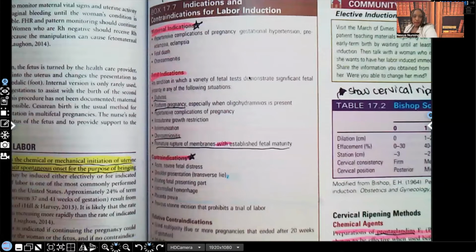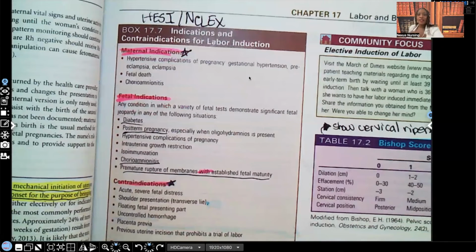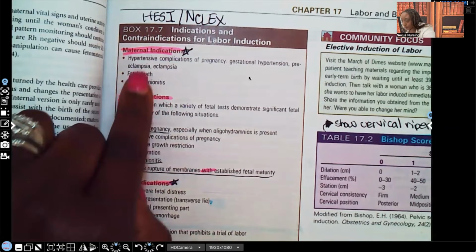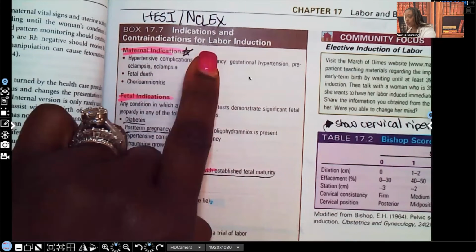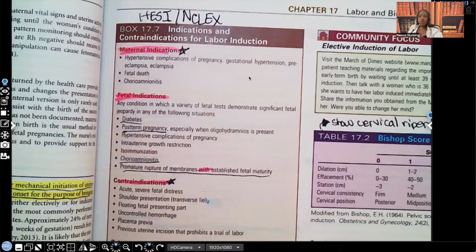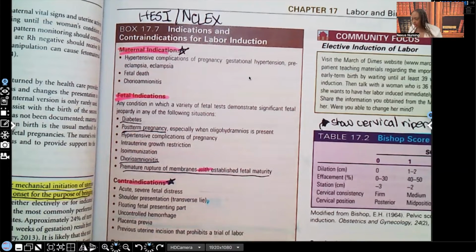This right here, this box 17.7, this is all over NCLEX, HESI, ATI. This is important for you guys to know. It says indications and contraindications for labor induction. So what are some situations where we would induce labor and what are some situations we would not? So let's take a look.